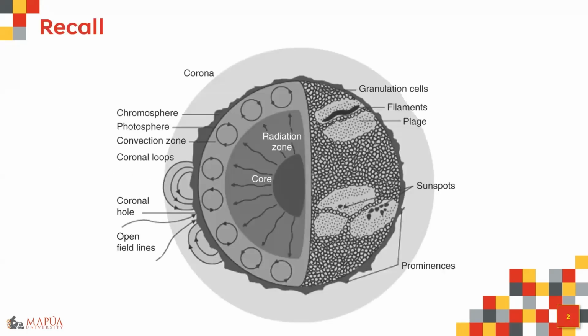So we started with a discussion of the internal and surface structure of the sun as well as its atmosphere. So basically these are your basic components of the sun.